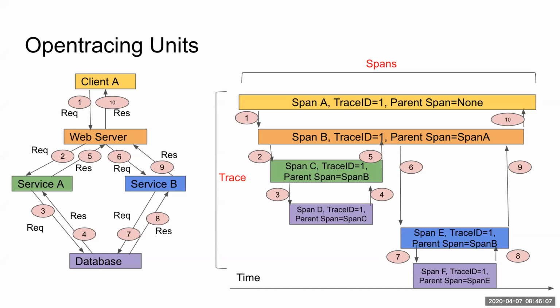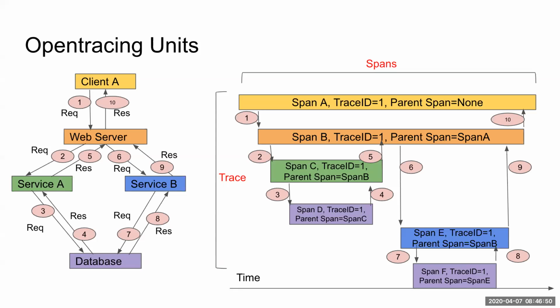And the next one is the parent span. Just like I mentioned on the left side, we have the caller and the callee. Someone will send a request, and someone will send a reply. So the spans also have a relationship like this. We have the parent span. So you will see the parent span of span B is span A. It means span A will send a request to span B and will wait for the reply from span B. And in this case, span B will send requests to span C and span E. So span B will be the parent span of span C and span E.